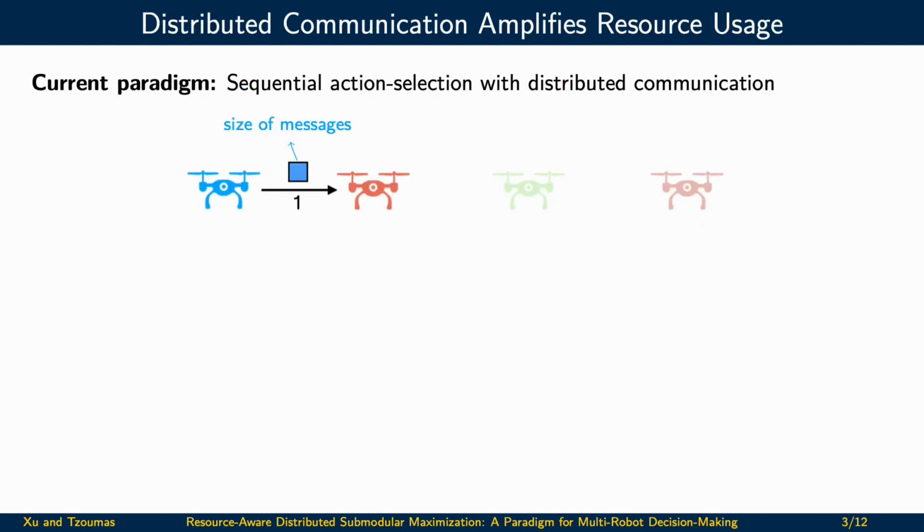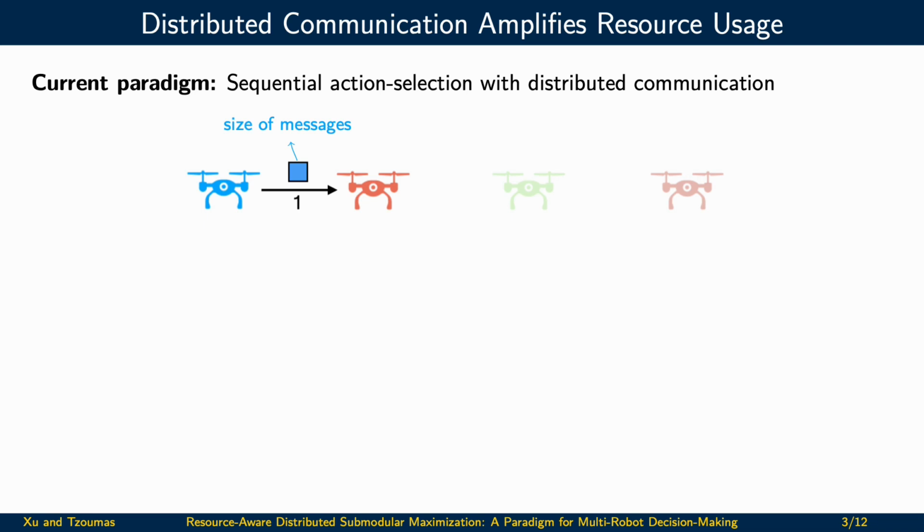Let's look at this classical paradigm for the problem, which is sequential action selection. In this paradigm, the agents are first ordered in a sequence. Then, each agent will receive the information of all the previous agents for making its own decision. Therefore, due to the distributed nature of the communication network, it requires a lot of communication rounds to deliver the information, and the communication messages will have an increasing size.